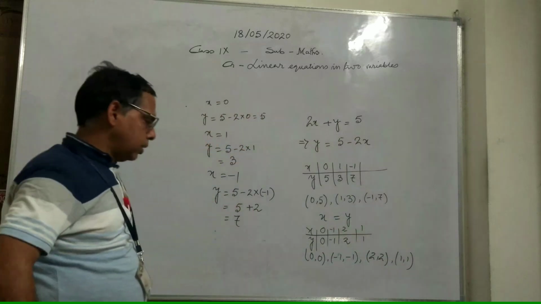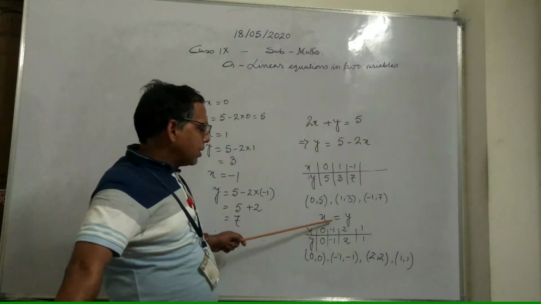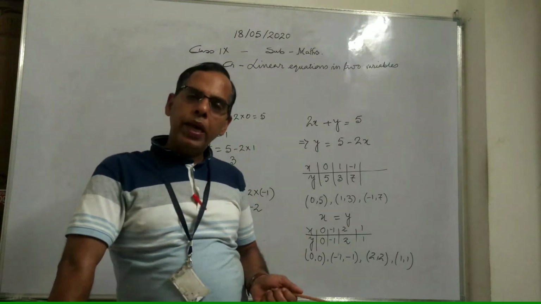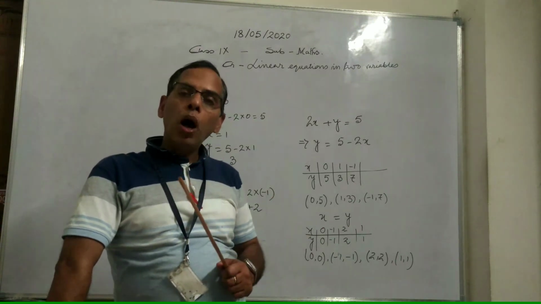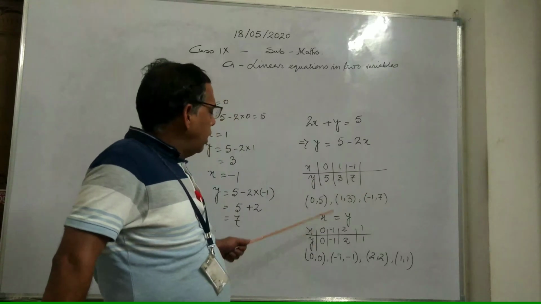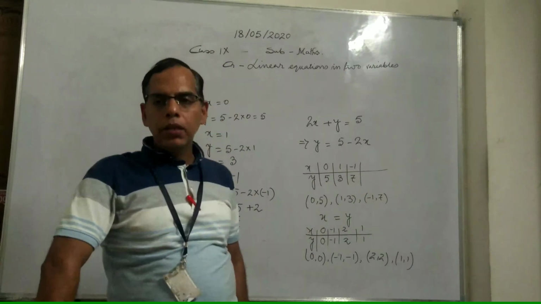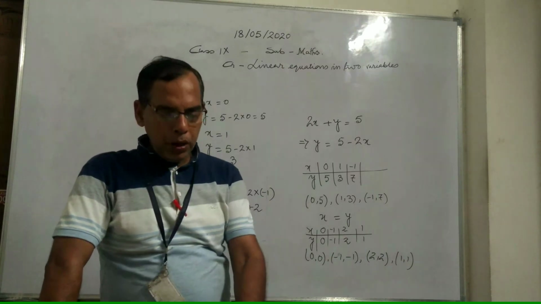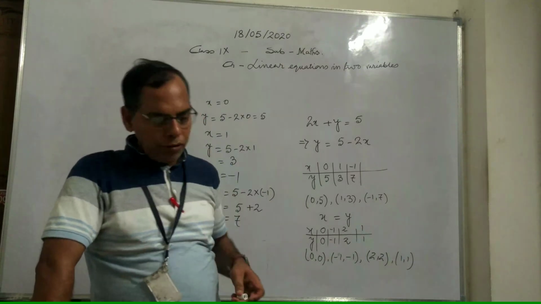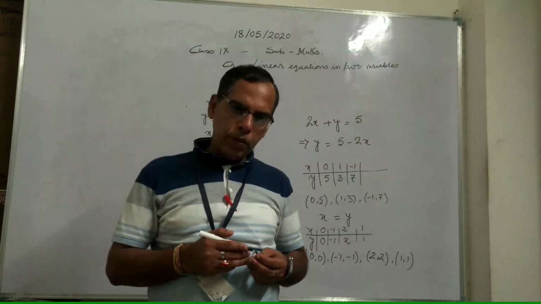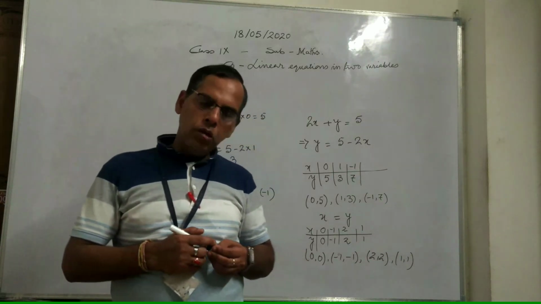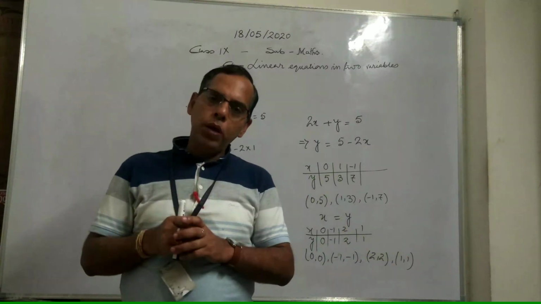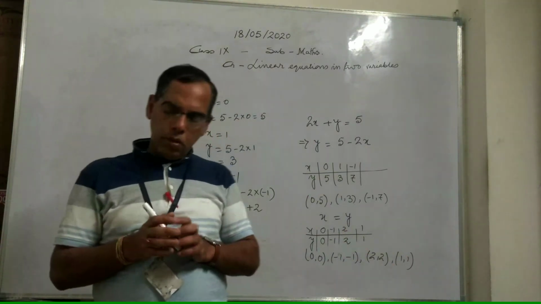That means one thing you can see: if x equals y or y equals x and the coefficient is 1, then remember one thing, the x and y values will remain the same. There will be no change in the values of x and y if x equals y or y equals x. Clear? Okay?